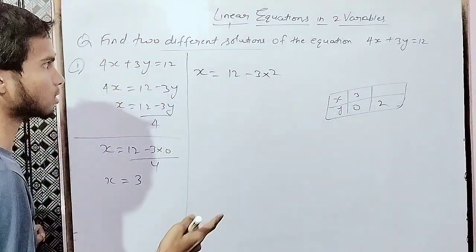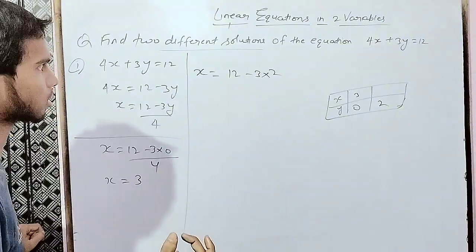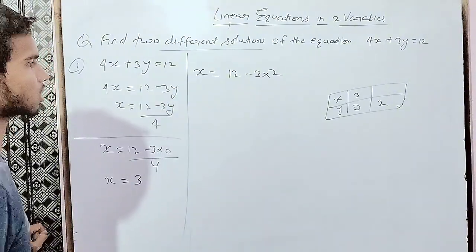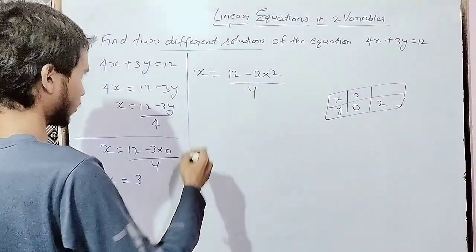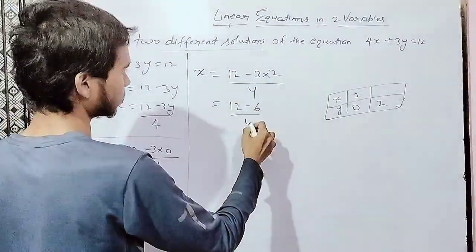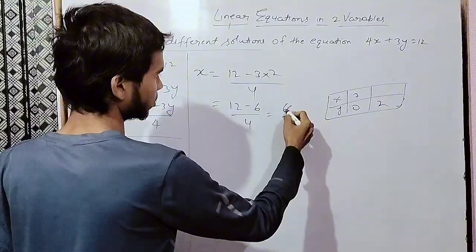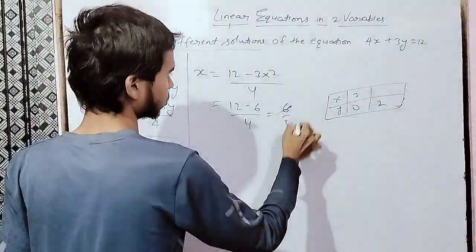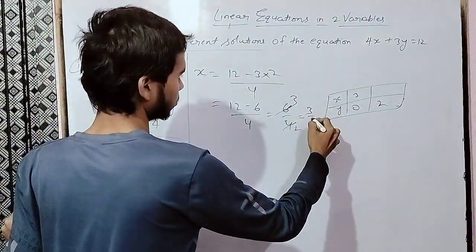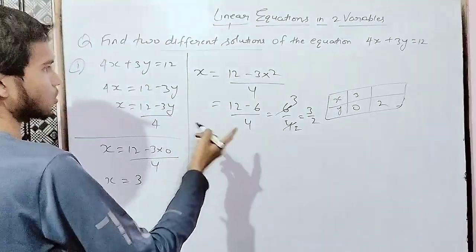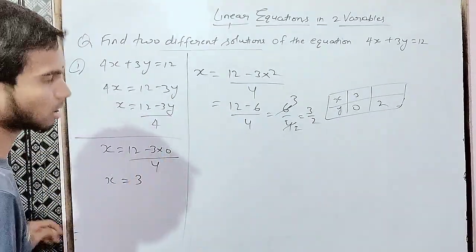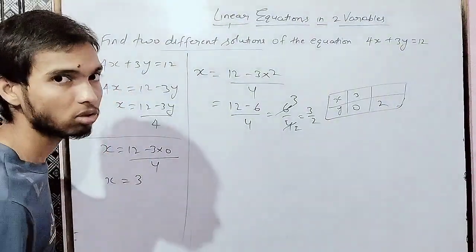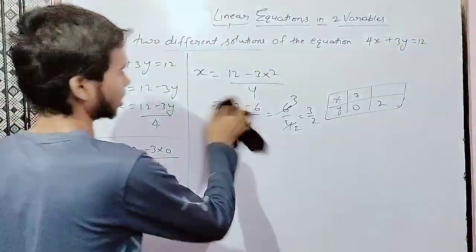12 minus 3 times 2 is 6, over 4, so it will be 6 upon 4, which is 3 upon 2. That is also a solution, but x is a fraction, so we are taking a simple number rather than a fraction. You have options. That's why I am saying this.